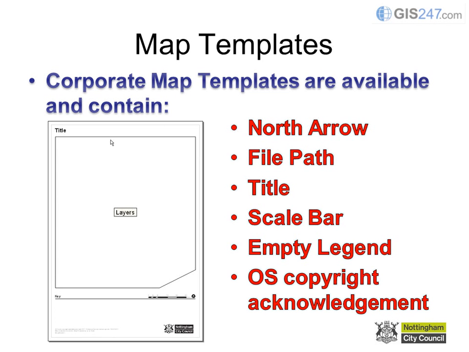There is additional information later on in this presentation which will explain in more detail about copyright acknowledgements. It's important to ensure that any other third-party datasets have the appropriate copyright acknowledgements also. Using the corporate templates for map production ensures that the maps will look professional and can easily be identified as being produced by Nottingham City Council.